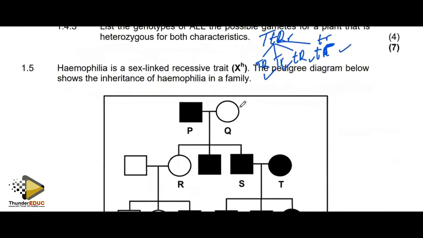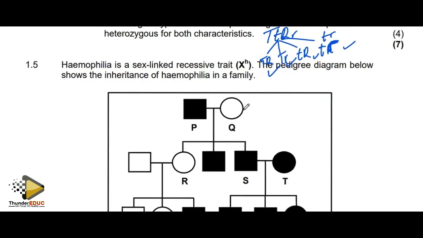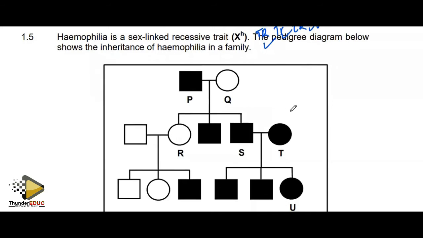Then they're saying that hemophilia is a sex-linked recessive trait. The pedigree diagram below shows the inheritance of hemophilia in the family. Now, you always need to know that if it is sex-linked, even if they say male and female, but they have not mentioned that it's sex-linked, please don't use X and Y. But if they say sex-linked, always use XY for a male, while for the female use XX.